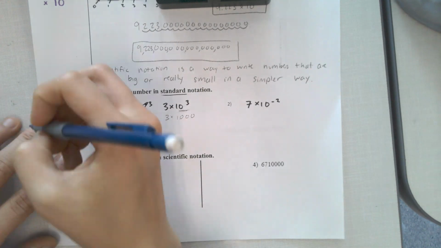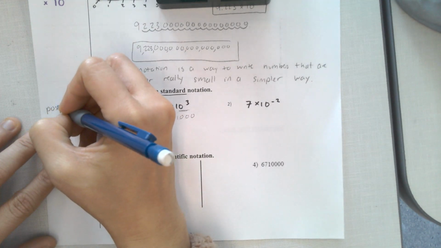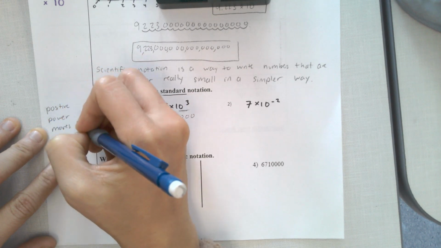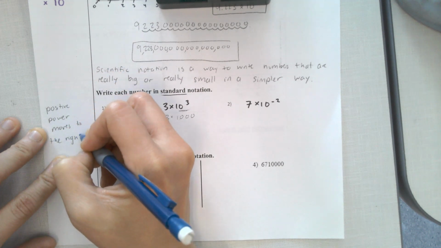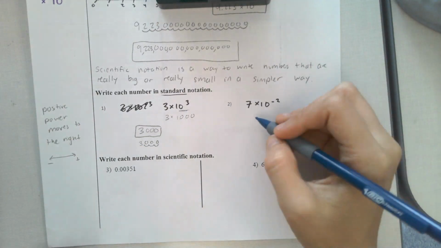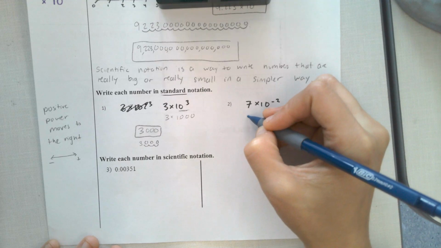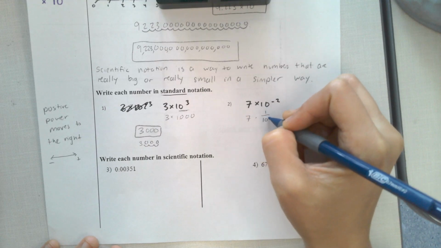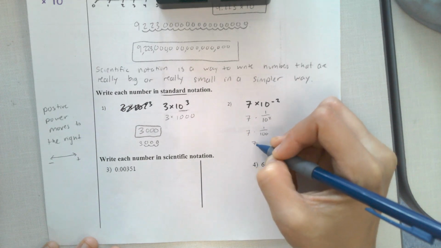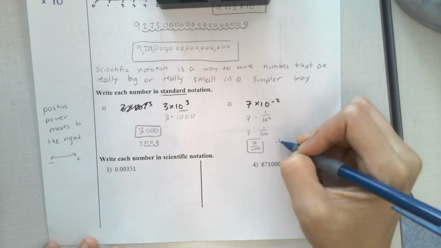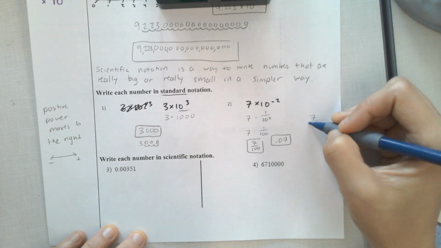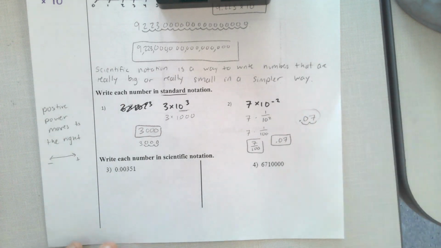So when it's a positive power, the decimal moves to the right, which makes sense because that's like our x-axis. And then we have 7 times 10 to the negative 2. That's the same thing as 7 times 1 over 10 squared using our exponent laws. We get 7 over 100, which can also be written as 0.07. That makes sense because we move the decimal point 2 places to the left, same thing.